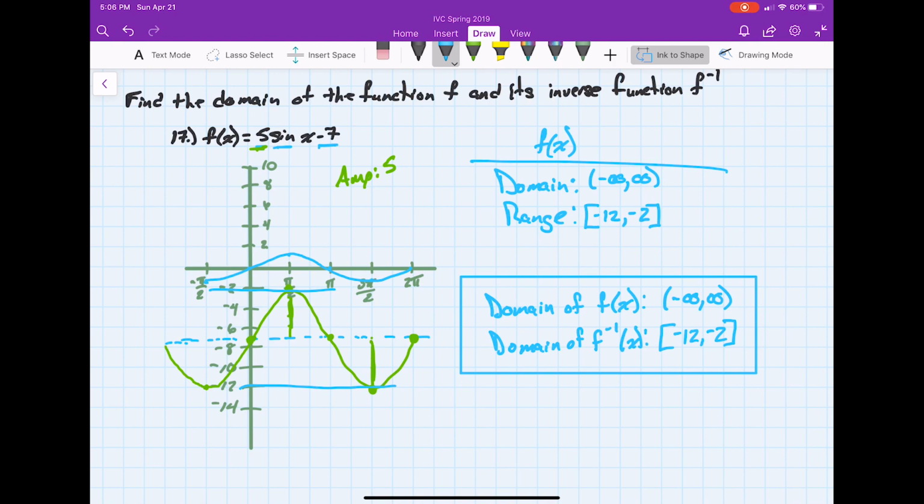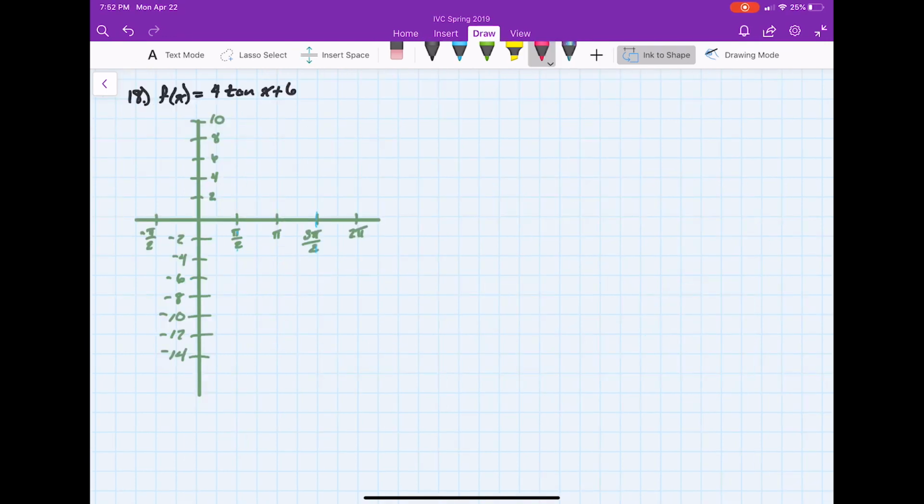Pretty easy stuff. So 18 is a little bit more complicated because now we're working with tangent. So the function of x, if it's tangent, the domain is actually, and the range, we'll find the domain in a minute, but the range we know normally is everything. So we can just write this down right off the bat because we know it'll go from negative infinity to infinity.